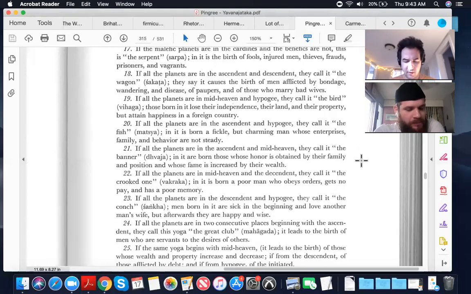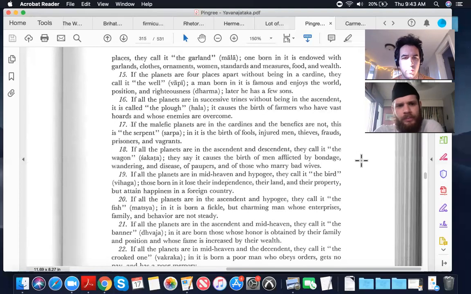Okay, so I have a couple things I underlined. Sure, go for it. 15 was interesting to me. Let's see. If the planets are 4 places apart, this is a Mala yoga. This is one version of it, and I just want to say that there are Ashubha and Shubha Mala yogas. If the planets are 4 places apart without being in a cardine, they call it the Bapi. A man born in it is famous and enjoys the world, position, and righteousness, Dharma. Later, he has a few sons.